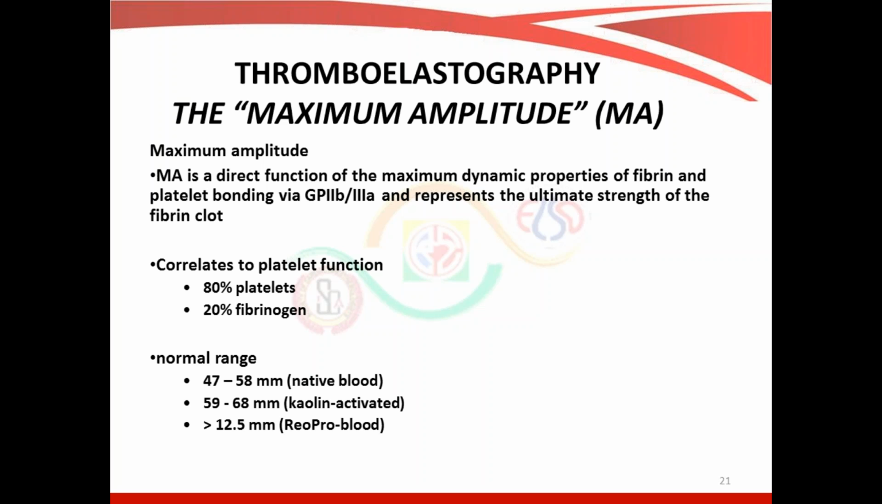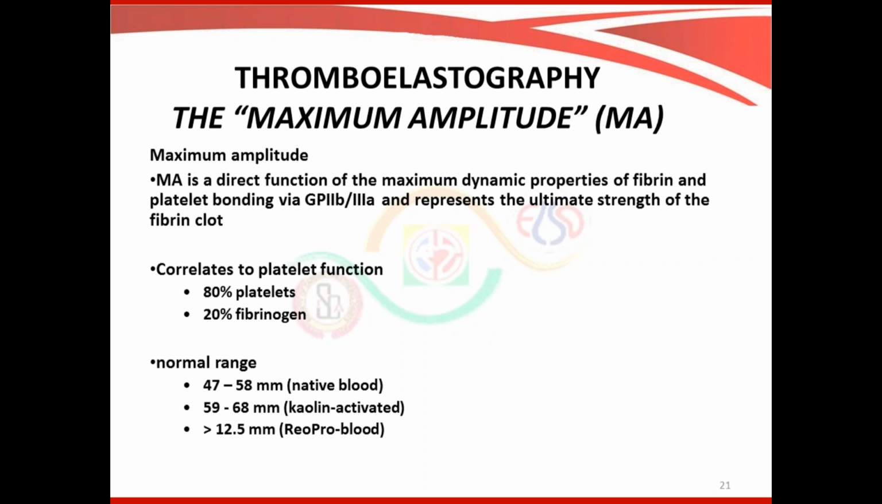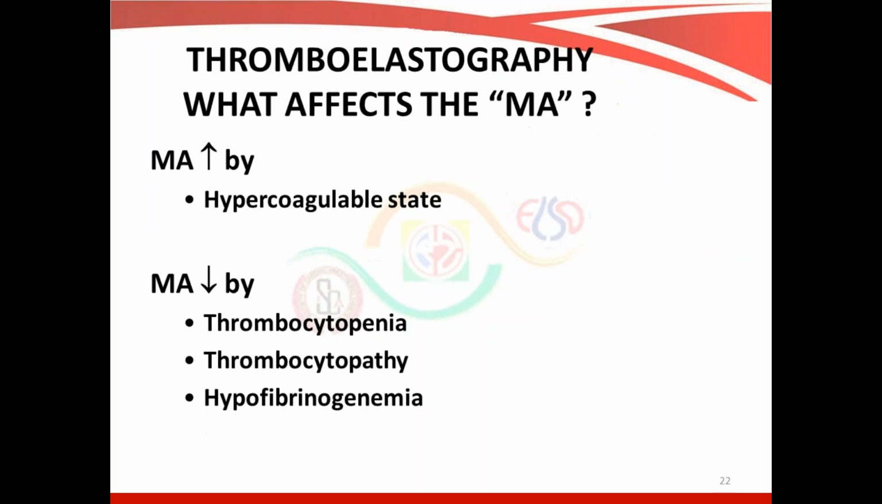So whatever cuvette you are using, that pamphlet will give you the normal readings, and I'll show you the signatures. Normal readings come along with the patient's reading in all the TEG curves. So MA is increased in hypercoagulable states, and it is decreased in the reverse, that is thrombocytopenia, thrombocytopathy, and hypofibrinogenemia. So please note, when you're talking of a clot strength, which is platelets and fibrinogen, the increase and decrease of platelets and fibrinogen is together.